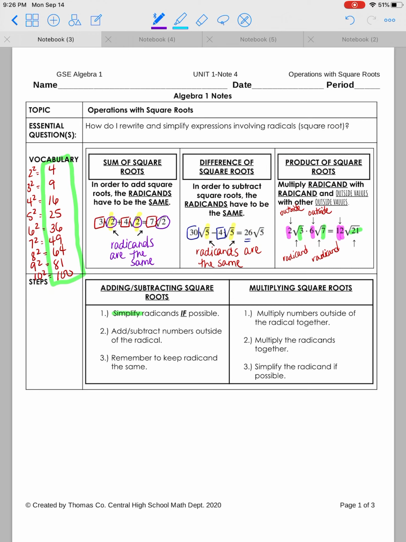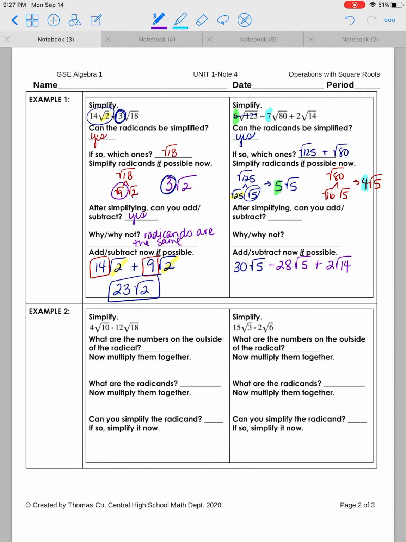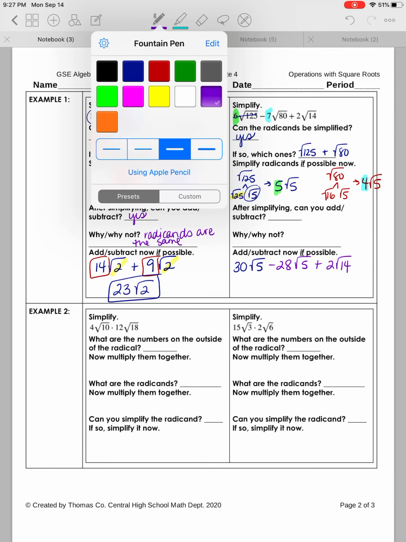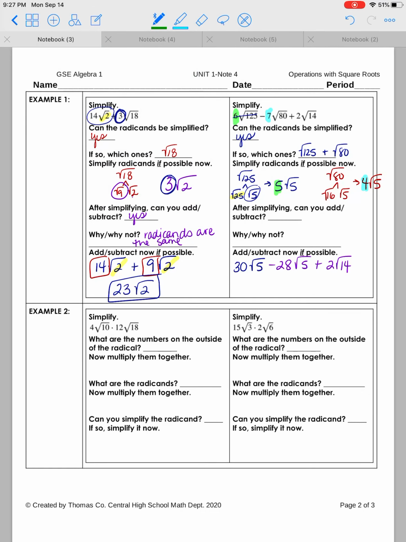And again, will any of these numbers in this list here, 4, 9, 16, 25, and so forth, divide into 14? No. So it cannot be simplified. So I can add and subtract some of this, not all of it. I can subtract these first two because they have the same radicand. So my radicand is going to stay the square root of 5.